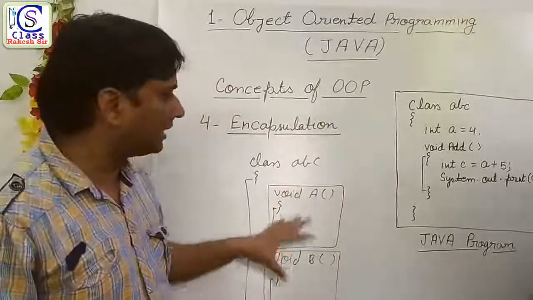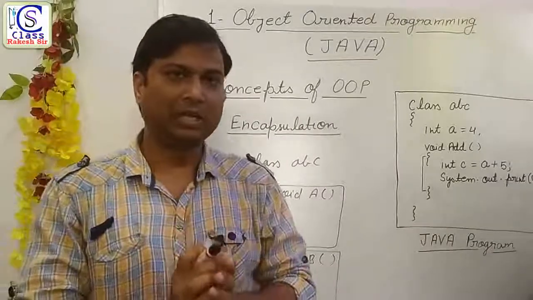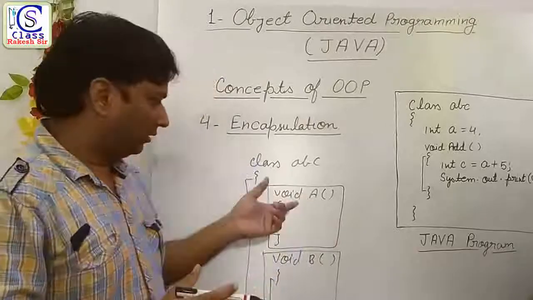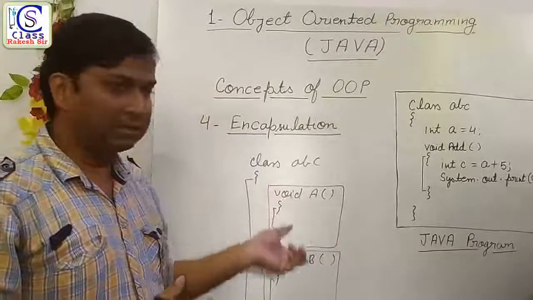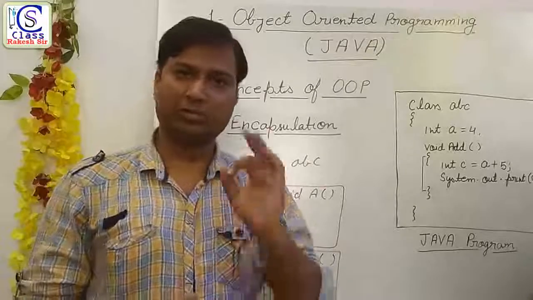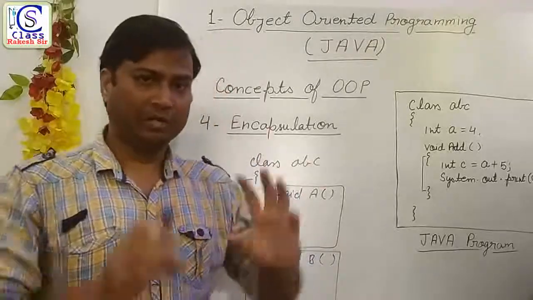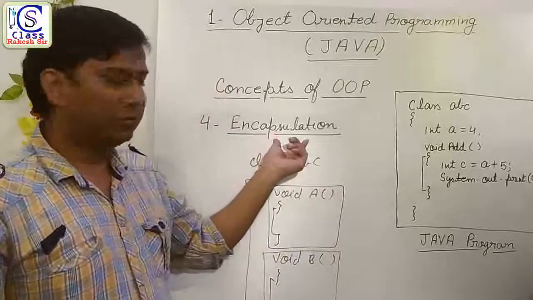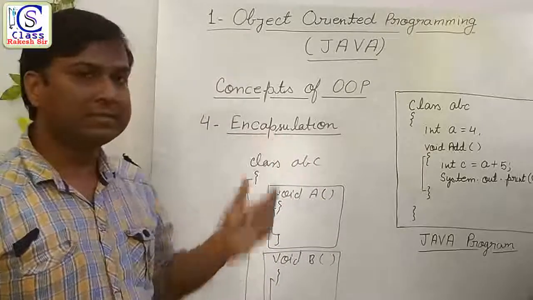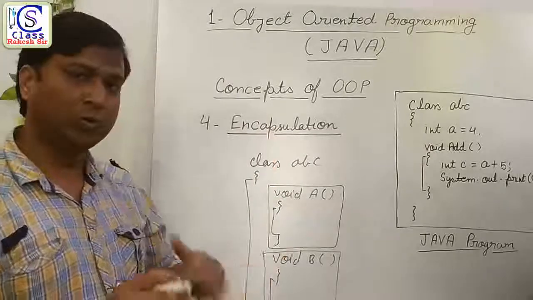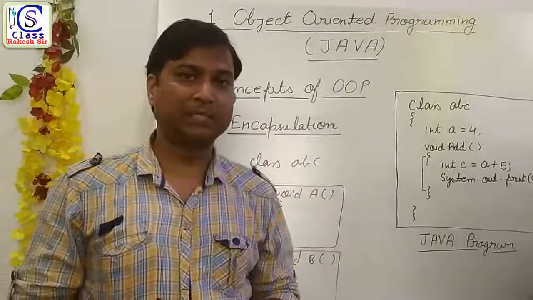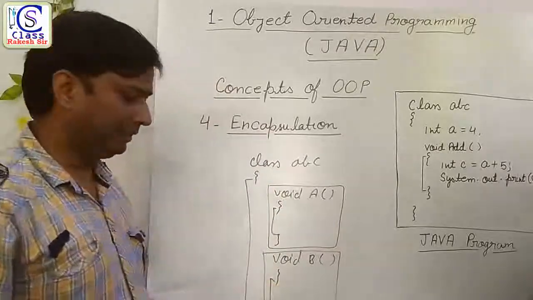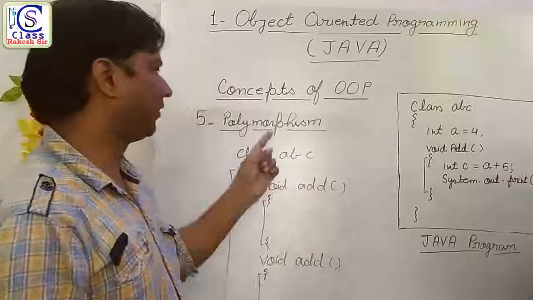But here I am only explaining what encapsulation is. According to the definition, encapsulation is a technique to wrap any method or data member in a single unit. How we will wrap, I will explain whenever I explain how to use this encapsulation, with the help of access specifiers. But here you only have to understand what encapsulation is. Now the next technique is polymorphism.